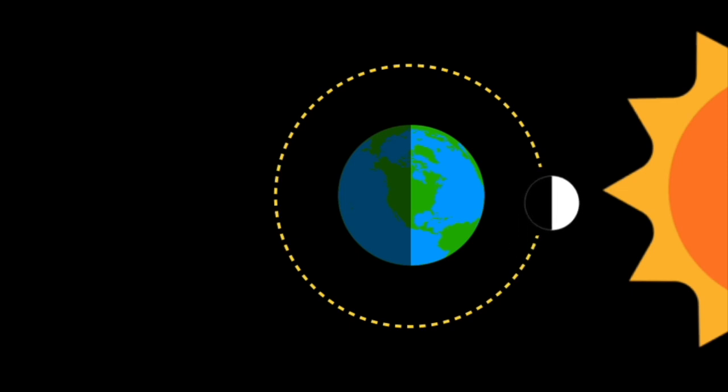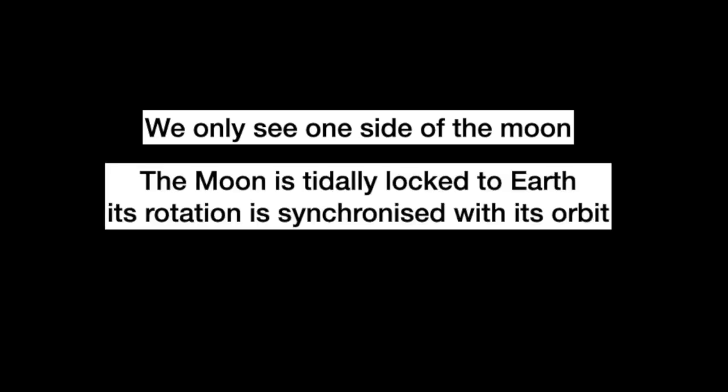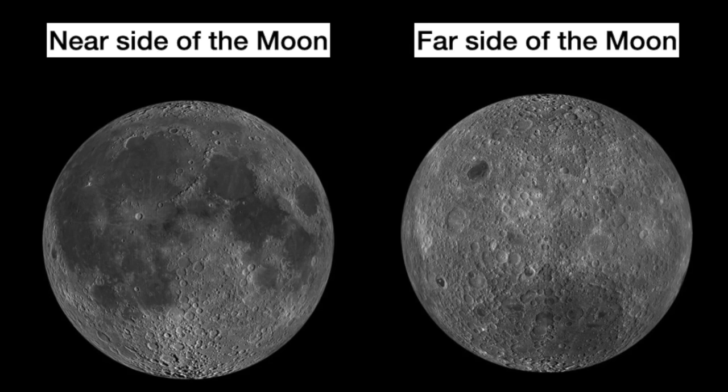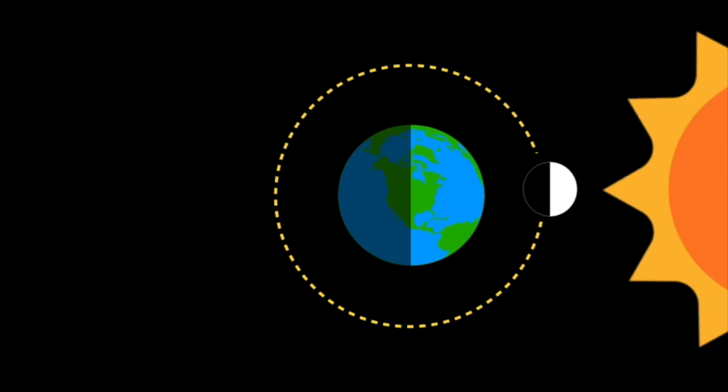But here's the cool part. The moon takes the same amount of time to spin once as it does to orbit Earth once. This means it turns just enough so that we can only ever see one side. This is called tidal locking. I'll make a separate video about that later. So, the side we always see is called the near side, and the side we never get to see is called the far side. As the moon orbits around Earth, we see different amounts of its lit up side, creating the phases of the moon.